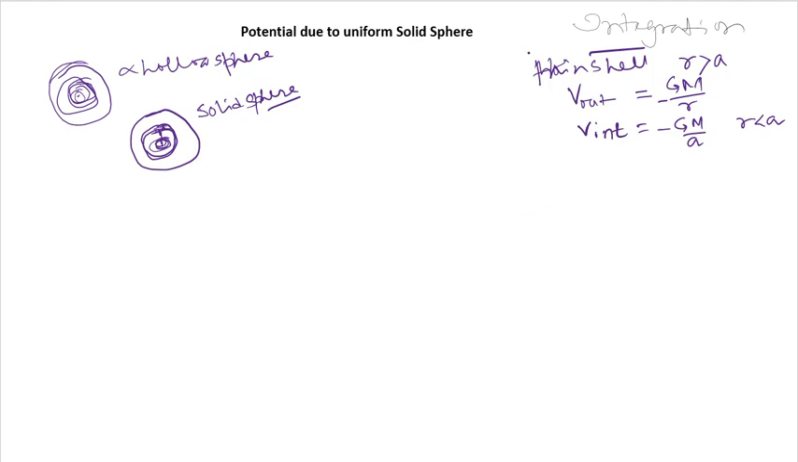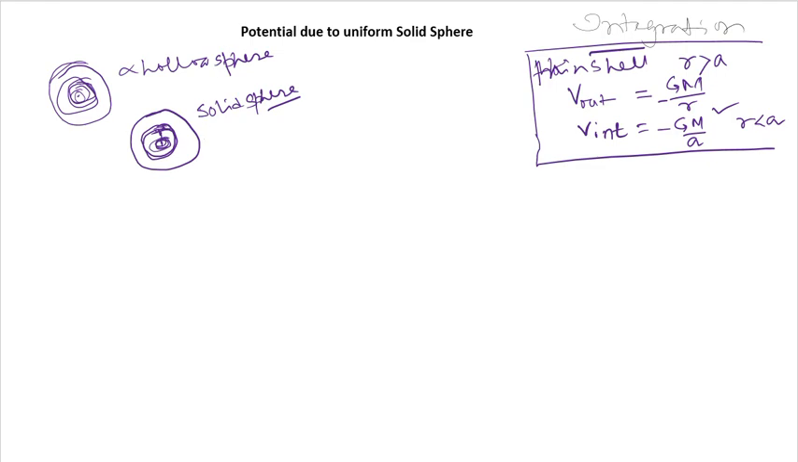This is all about the thin shell. The potential outside varies with the distance between the point and the center of the sphere. On the surface of the sphere the potential is minus GM by a, and from the surface to the inside it remains constant.